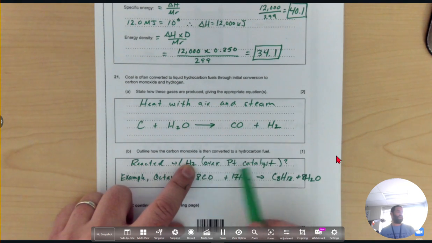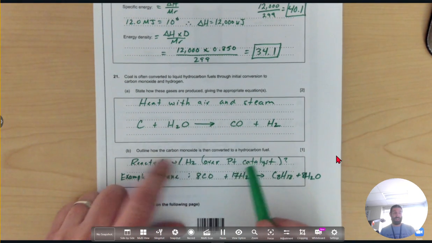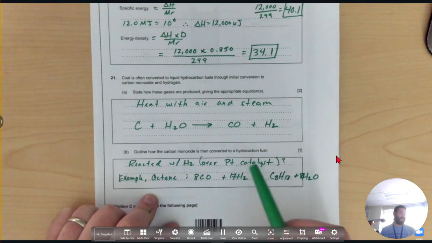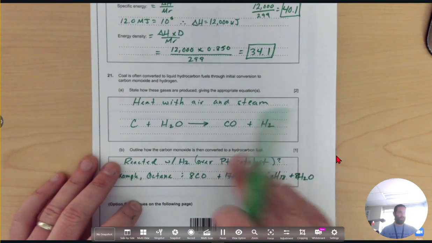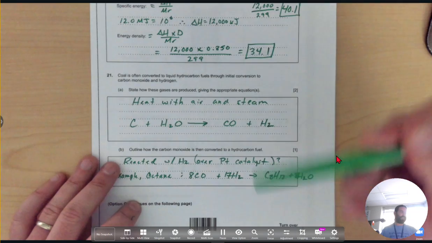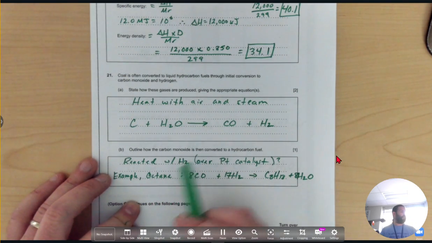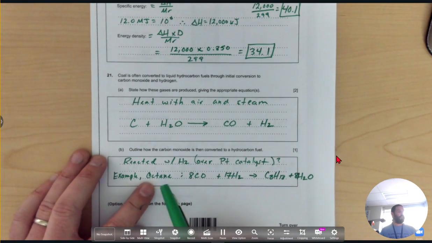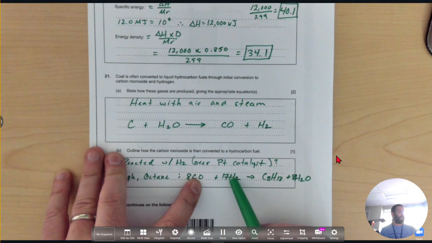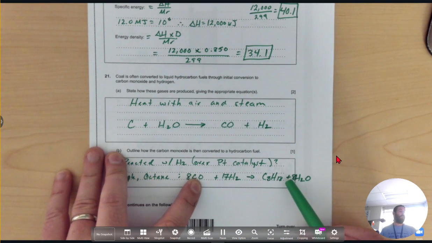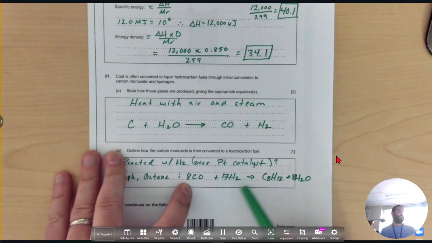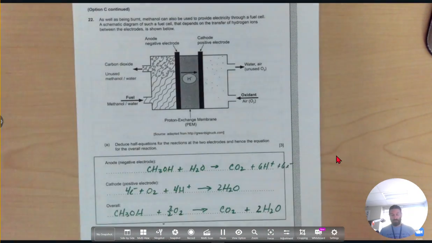Again, it's 1 mark. It's better to give more information than less, even if it's incorrect, because if you say the correct thing, you still get the mark. Just make sure you don't fall into the trap of doing that all over the place, because then you'll run out of time. So react with hydrogen, I know it's the Fischer-Tropsch process. So I show carbon monoxide reacting with hydrogen to produce octane, which is a liquid fuel, plus water, and then the coefficients are just for the balancing.